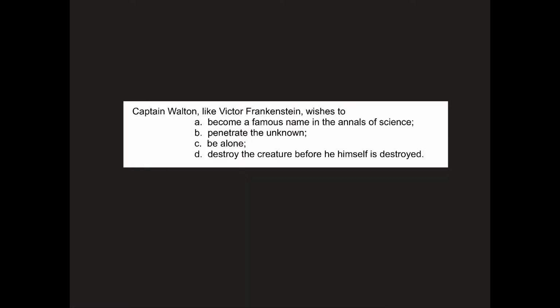So let's look at this first question. Captain Walton, like Victor Frankenstein, wishes to, and then I have 4 choices to choose from. The first thing when you're approaching a multiple choice is to quickly eliminate choices that you know for certain are going to be incorrect. For me, the telltale sign is that there are 2 parts to this: there's Captain Walton and Victor Frankenstein. So all of these choices mean something that both men wish to have happen.